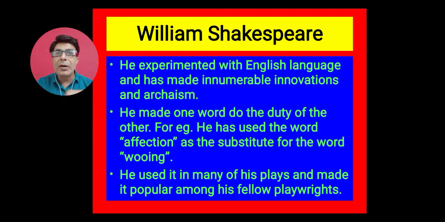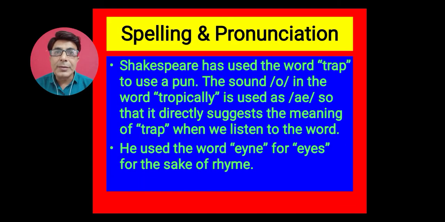Shakespeare made one word do the duty of another. Say, for example, he has used the word affection as a substitute for the word which was popular, wooing. So instead of using the word wooing, he made another word do the same duty, and that was affection, right? So he made one word do the duty of the other word. He also used these words in many of his plays and made them popular among his fellow writers.